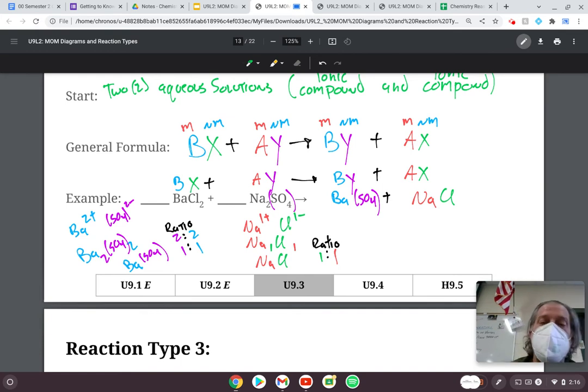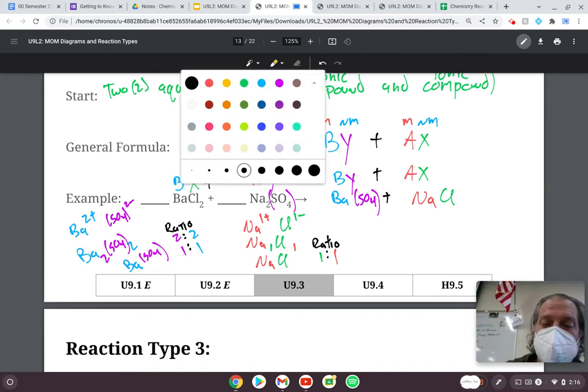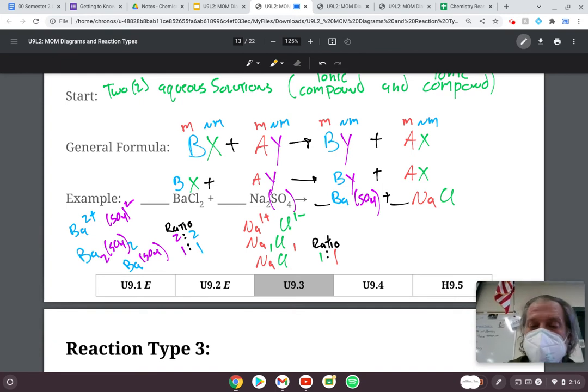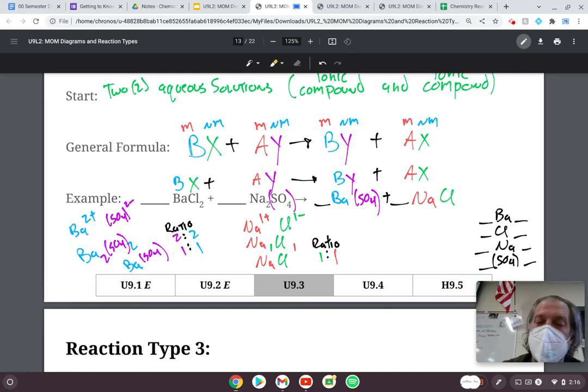So now I'm going to balance this equation because that's the very next thing that we need to do. So I have a Ba, I have a Cl, I have an Na, and I have a sulfate, SO4. On the reactant side, I have 1 Ba, 1 Cl, 2 Nas, and 1 SO4. And on the product side, I have 1 Ba, 1 Cl, 1 Na, and 1 SO4.